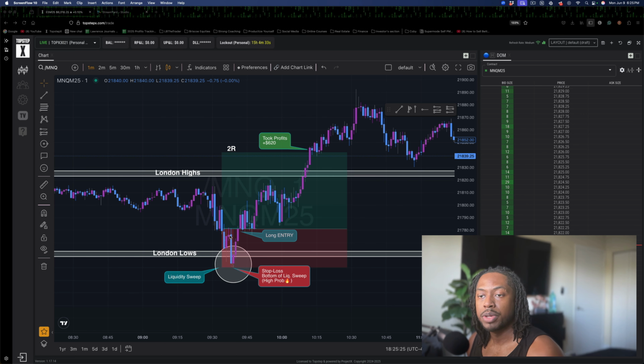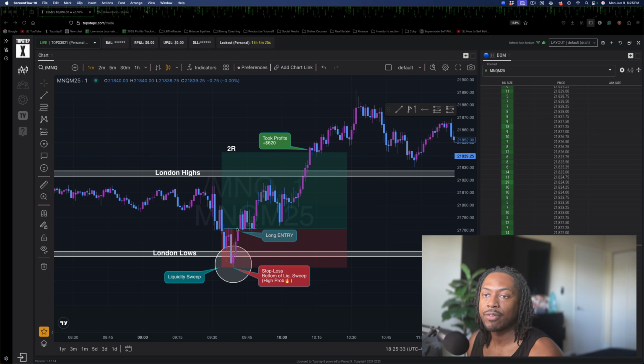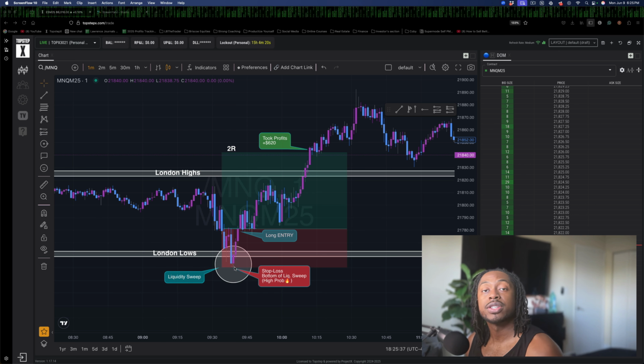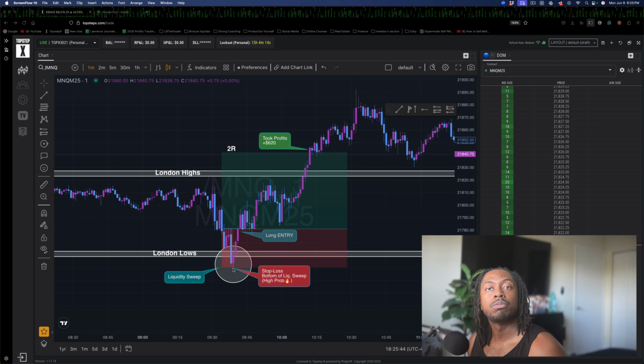You see this big bearish candle come down as I'm waiting for my entry model. You see all of this buying pressure. I go long as soon as we break the high right here of this bearish candle. I set my stop loss at the bottom of the liquidity sweep, a high probability setup, high probability stop loss. The chances of price coming back to this stop loss after the liquidity sweep is very unlikely because big money already got their orders filled to continue to go long.